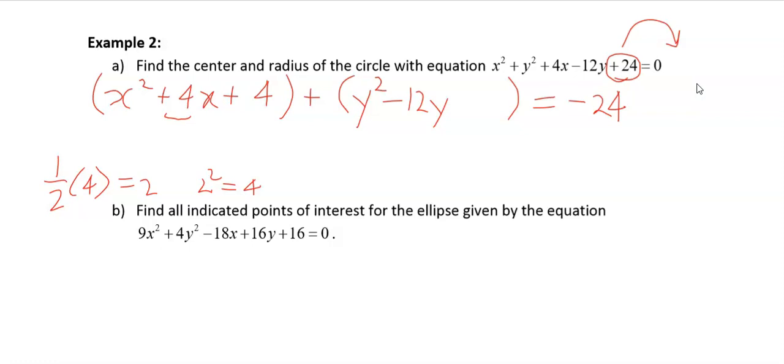That becomes added. The next one, I have y squared minus 12y. Half of 12 is 6. 6 squared becomes 36. So I add that. I add the 36 right there.